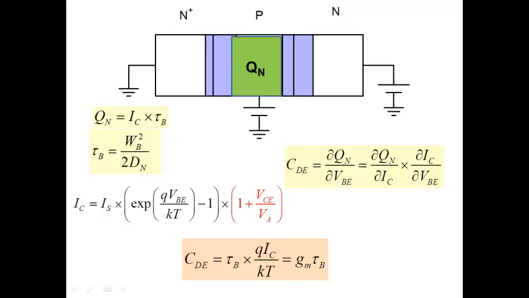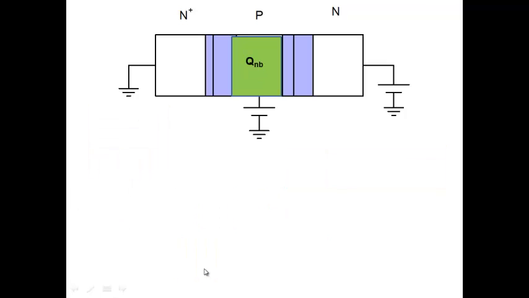So straightforward, once you know the electron density profile here, you have to integrate the electron density profile, and it's easy to show that diffusion charge is linearly related to collector current, and then it's a simple derivative which gives us what is the CDE equal to, diffusion capacitance.